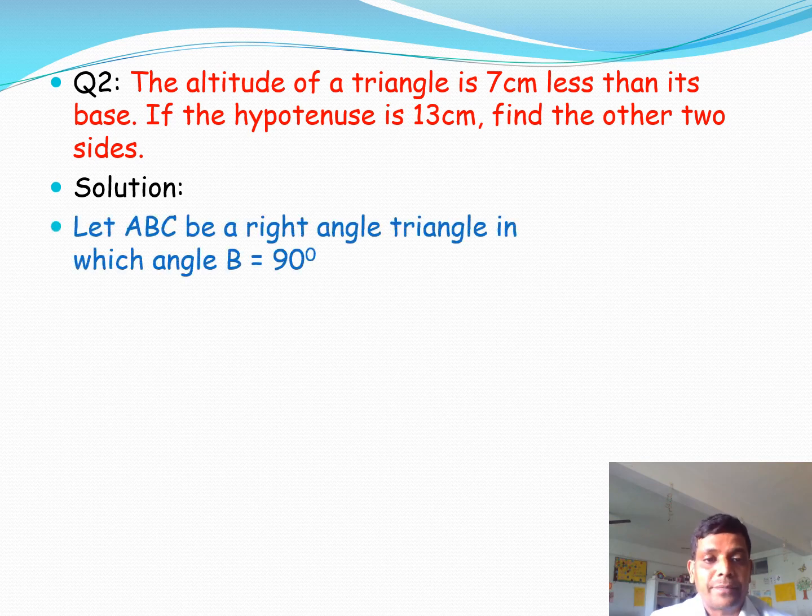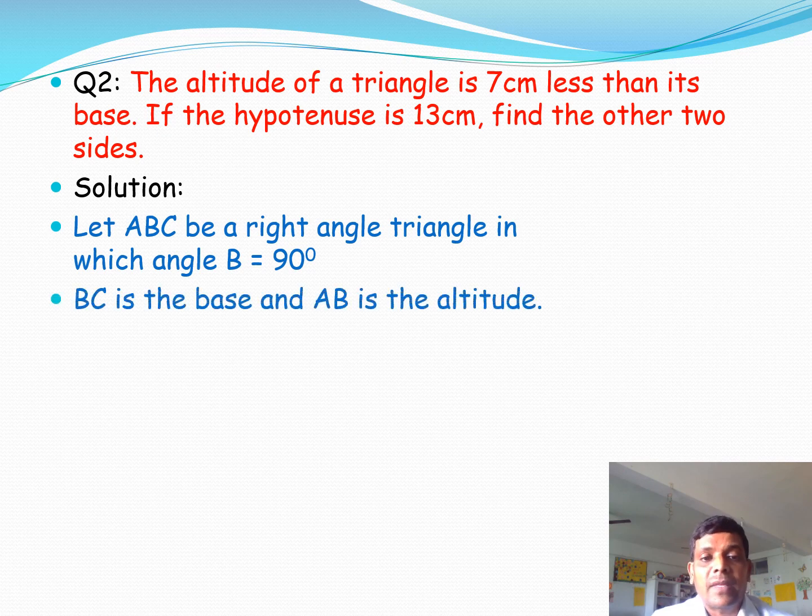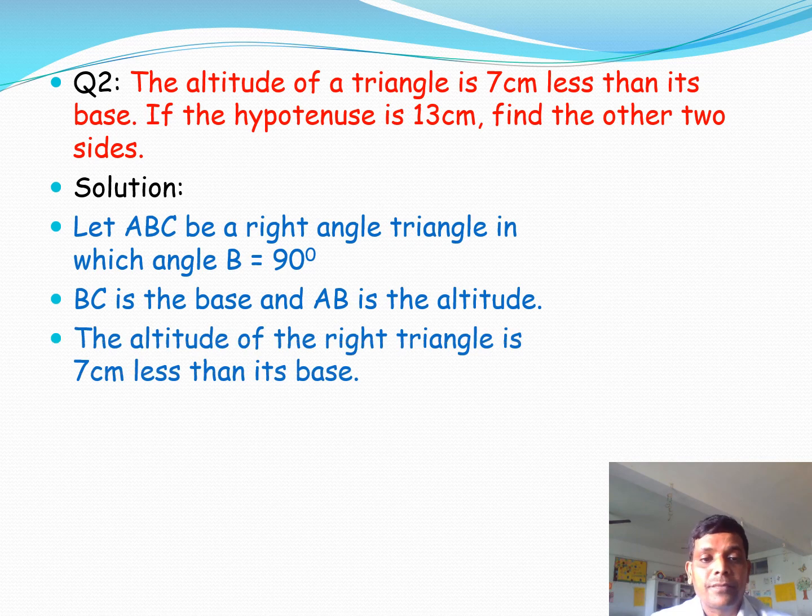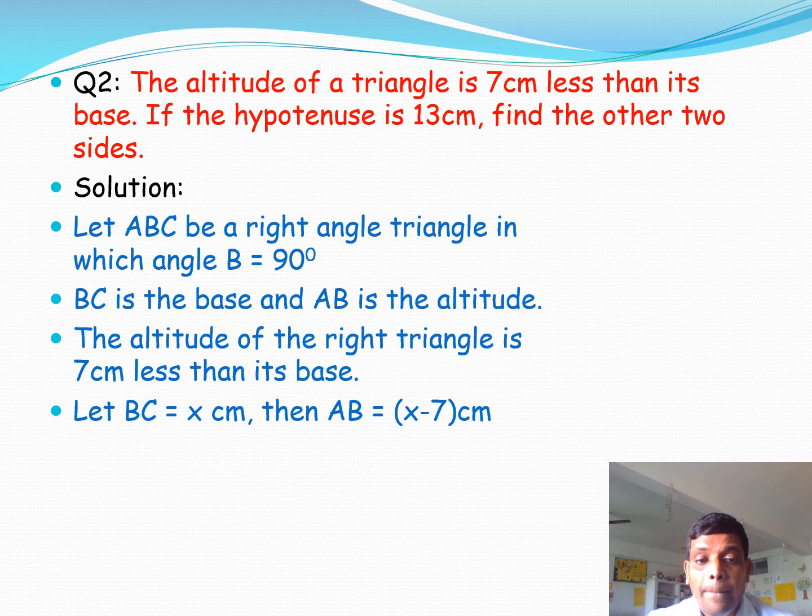Coming to the solution. Draw a right angle triangle. Let ABC be a right angle triangle, right angle at B. BC is the base and AB is the altitude. The altitude of the right angle triangle is 7 centimeters less than its base. So let the base be x centimeters. Then AB, the altitude, equals x minus 7 centimeters.